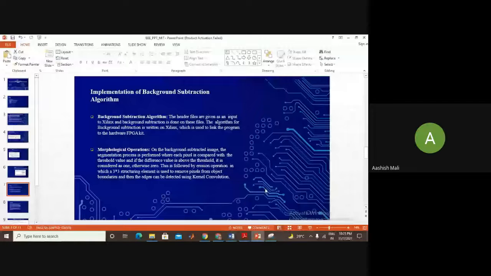So in our paper, we implement a background subtraction algorithm. We totally use two algorithms. First is a background subtraction algorithm, and second is morphological operations. In the background subtraction algorithm, the header files are given as an input to Xilinx, and background subtraction is done on these files. The algorithm for the background subtraction is written on Xilinx, which is used to link the program to the hardware FPGA kit.